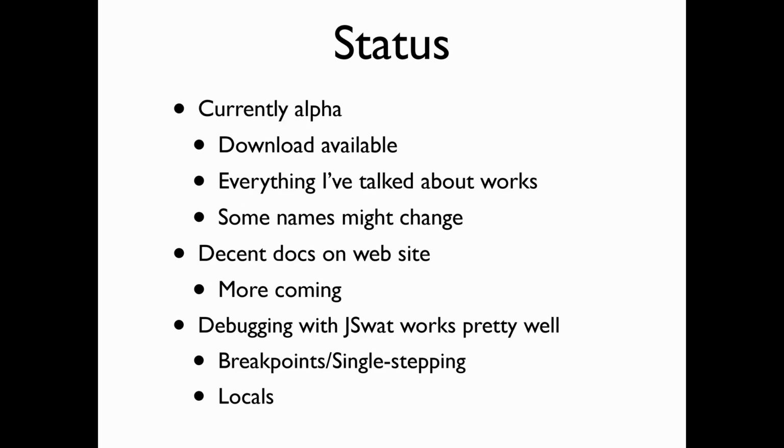So where am I at? It's currently alpha. It's on SourceForge. It's open source. I think I said that before. You can get a download, which has a jar file you can just run, and the source code. Everything I've talked about is working, so this is not a slideware thing. Yes? What license is it released under? It's under the Common Public License, the one that Eclipse was originally written under. So it's non-viral. I think it may have some GPL incompatibilities, but I'm open to input on that. But everything I'm talking about works.